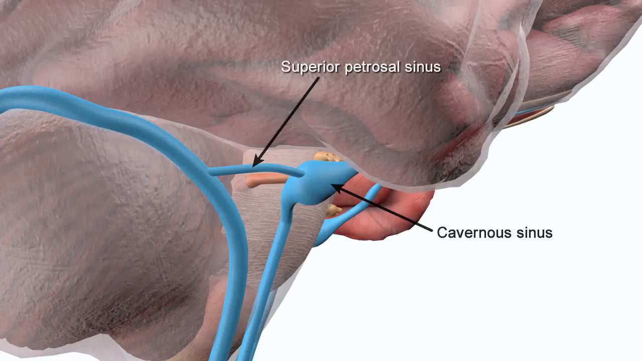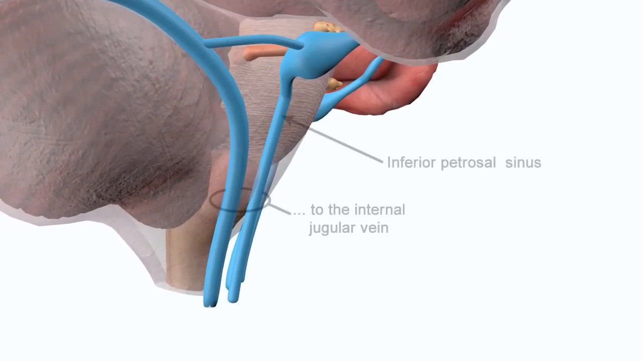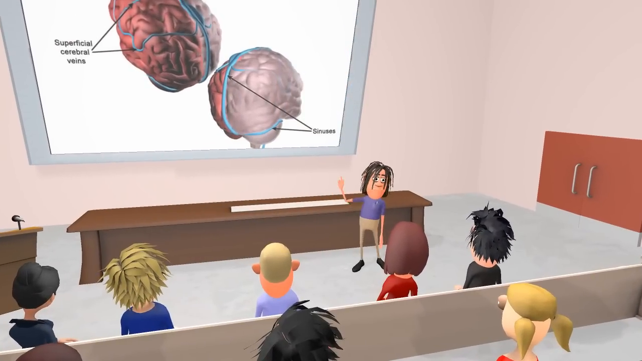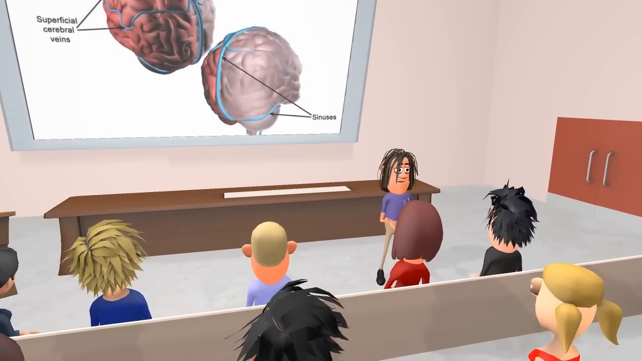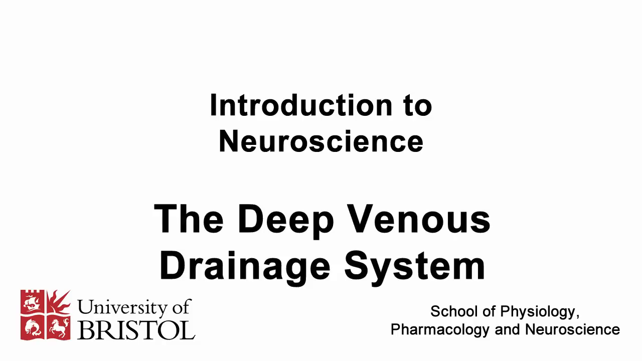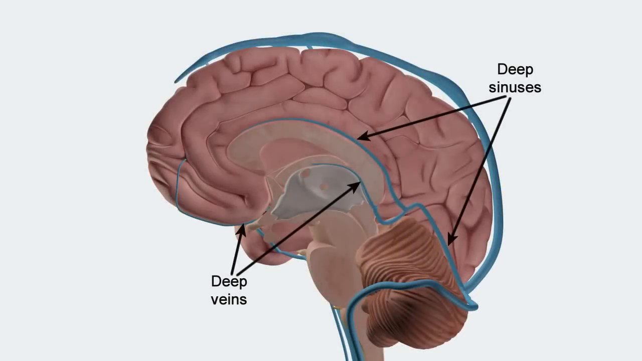The cavernous sinus is drained by the inferior petrosal sinus, which ultimately joins the sigmoid sinus, draining into the internal jugular vein. This completes the superficial venous drainage system. But there's also the deep venous system. The deep venous drainage system also comprises sinuses and veins.